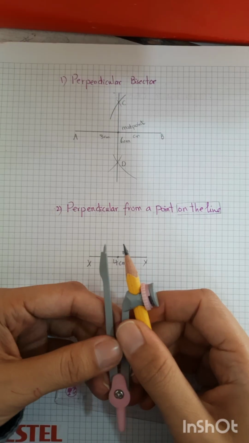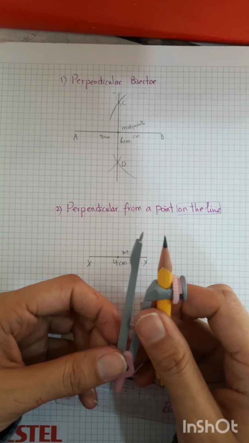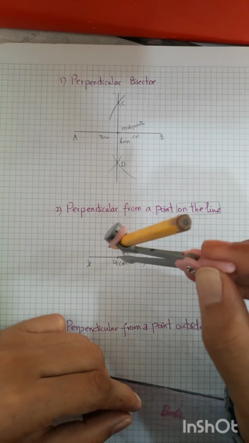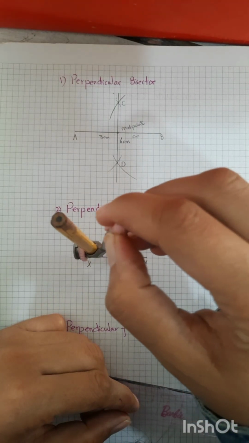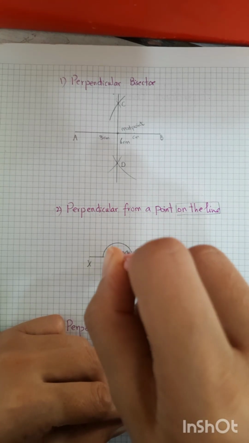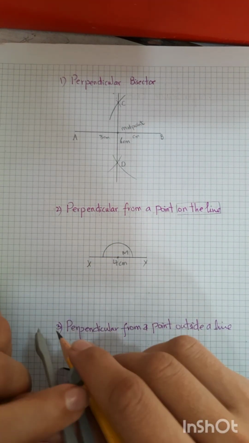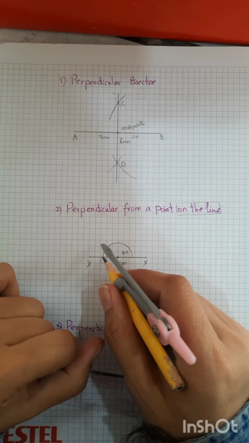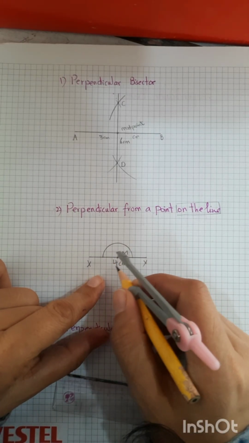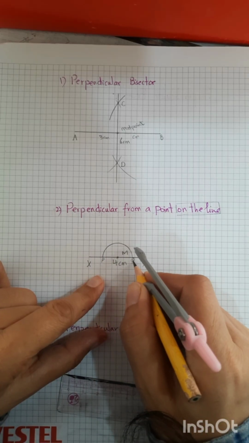That's up to you, not too big, not too small. I'm taking this much radius. So what I will do is keep the compass on point M and draw an arc like this, kind of a semicircle. Now you have to see that there are 2 intersecting points, this one and this one. I will name this P and this Q.